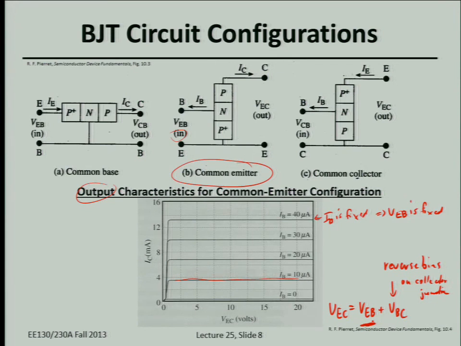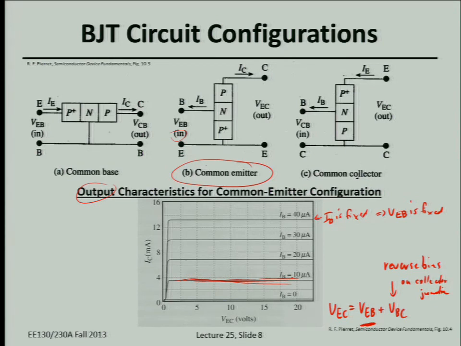when we scan VEC. So on this plot, as you're going from 0 to 20 volts for VEC, VEB is not changing. The only thing that's changing is VBC. The only thing that's changing is the reverse bias on your collector junction, and we know ideally, as you change the reverse bias on a PN junction, the current doesn't change. So that's why ideally, the current is going to be nicely saturated, very flat for a BJT, and you only change the output current by changing the input voltage, or equivalently this input current.